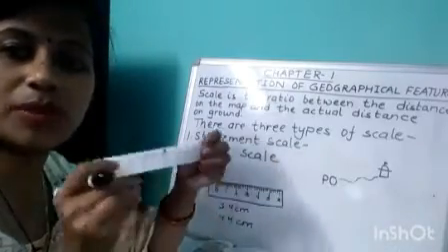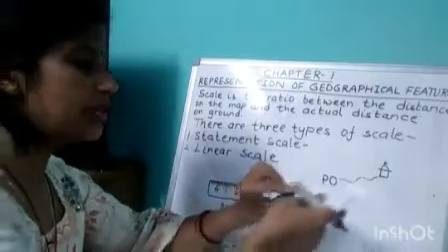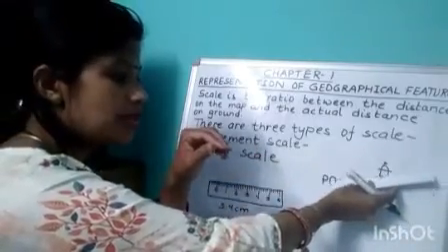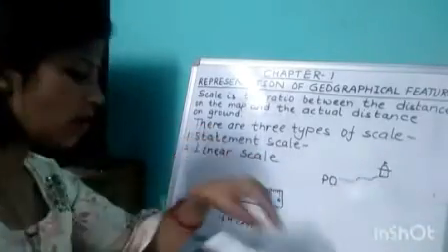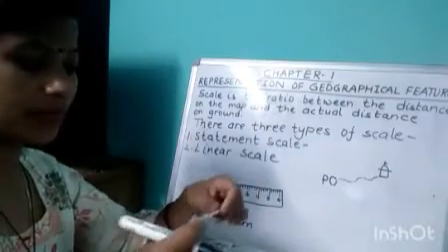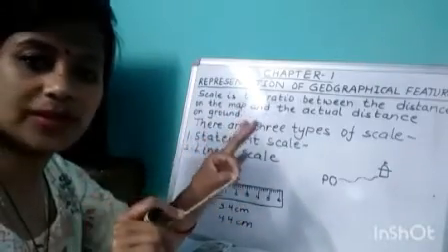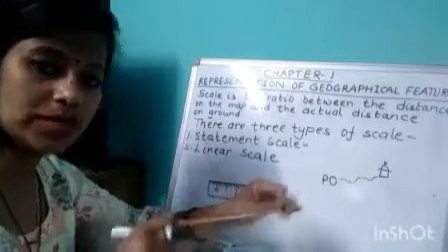Because one time we used the paper method, straight way only we measured both the places. Now second time we used thread. I hope you understood this.